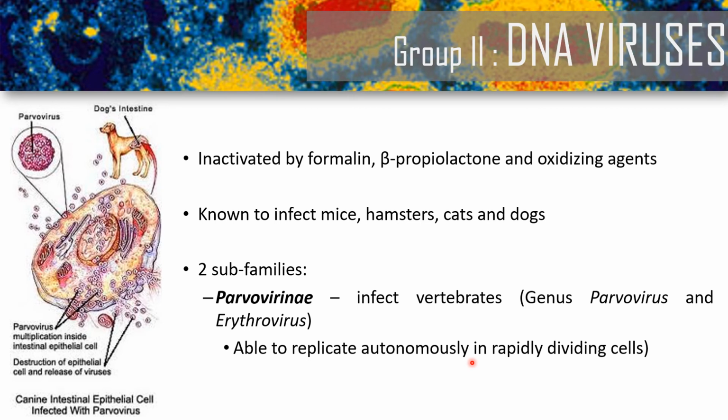So, you have your two subfamilies. Meron tayong Parvovirinae, which infect vertebrates, genus Parvovirus and Erythrovirus. They are able to replicate autonomously in rapidly dividing cells. Ibig sabihin ng autonomously, class, sila-sila lang. May mga virus kasi, class, na kailangan ng other virus for them to replicate. Ayan.